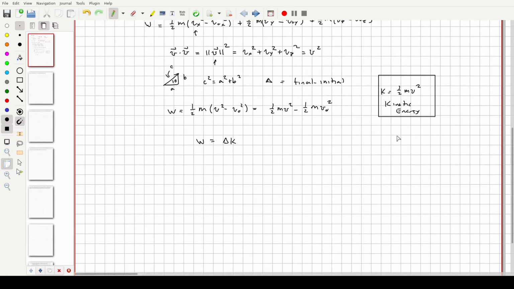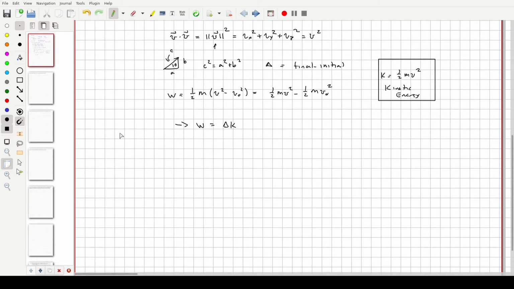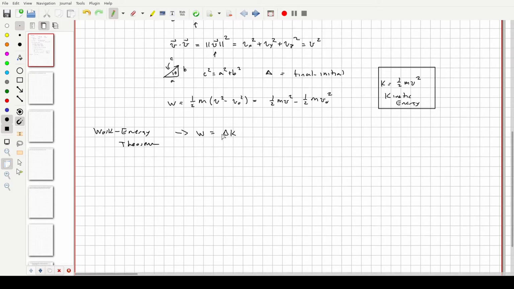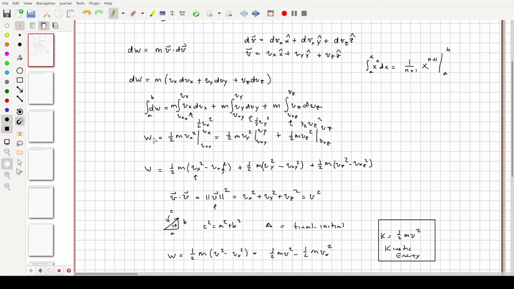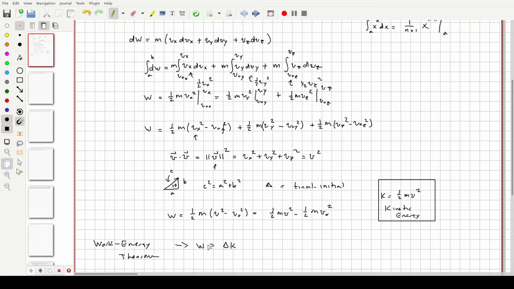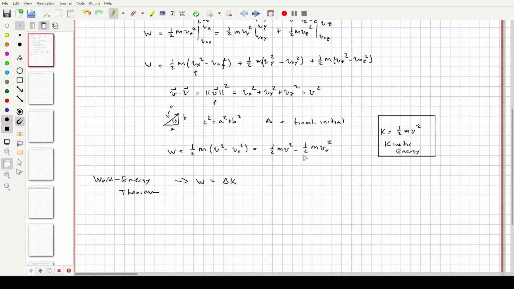And this relationship between work and changes in kinetic energy is a very important equation. It's called the work energy theorem. So when you do work on something, you cause it to experience a change in kinetic energy. If you do negative work, the change is negative, and you can see why here.